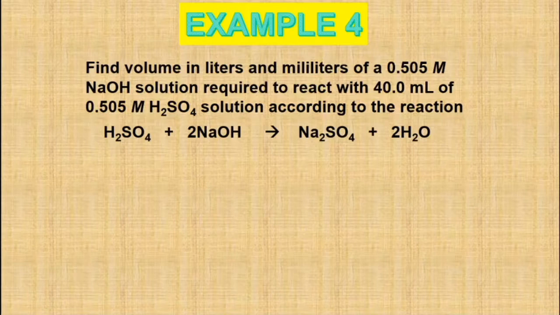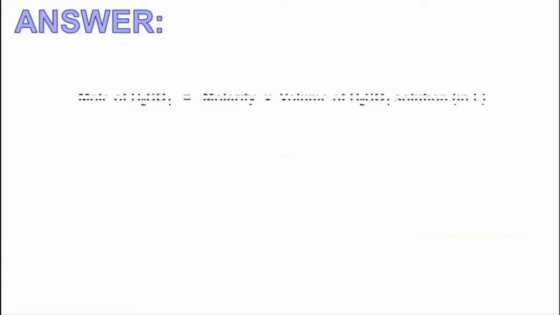So this is the given equation. We have 1 mole of sulfuric acid reacting with 2 moles of sodium hydroxide to produce 1 mole of sodium sulfate and 2 moles of water. So firstly, what we need to do is find how many moles of sulfuric acid react in this reaction.